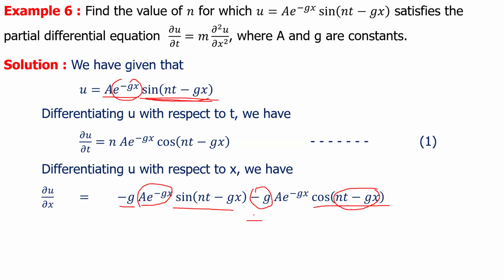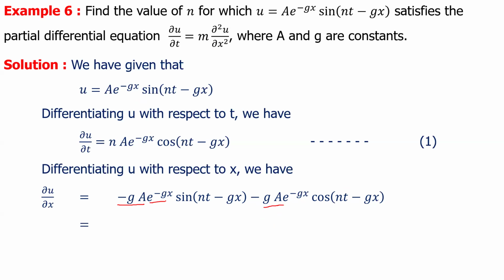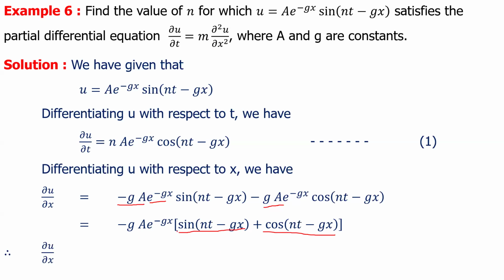Plus multiplied with minus g becomes minus g. Now just look here, minus g a e to the power minus gx is common in both terms. So let us take it outside as common. We have sin of (nt minus gx) plus cos of (nt minus gx). So the partial derivative of u with respect to x is minus g a e to the power minus gx times [sin(nt minus gx) plus cos(nt minus gx)].